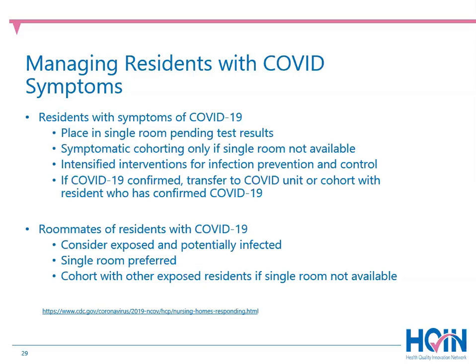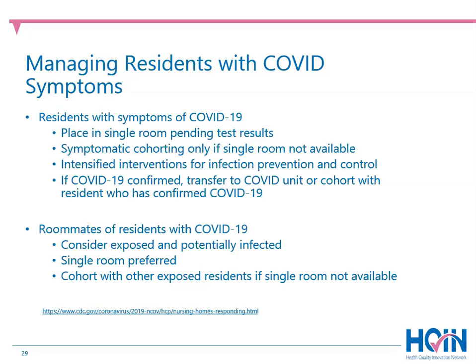Roommates of residents with COVID-19 may be exposed and should be considered infectious and moved to a single room or observation area. You can cohort potentially exposed residents in an observation area only if single rooms are not available. Residents with known or suspected COVID-19 should be cared for using all recommended PPE, which includes the use of an N95 or higher level respirator, eye protection, gloves, and gown.